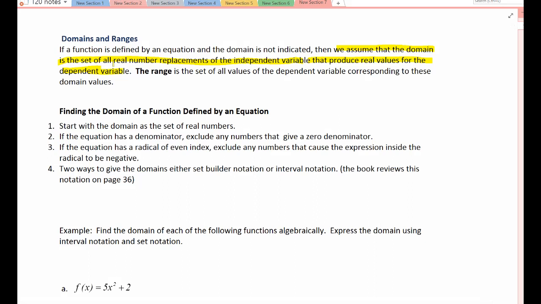The range is the set of all dependent values that correspond to those domain values, which we're going to focus on more in a little bit when we get to graphs. We're going to do ranges graphically. Right now, we're going to do the domains of functions given an equation, and when we get to graphs, we'll look at domain and range graphically.